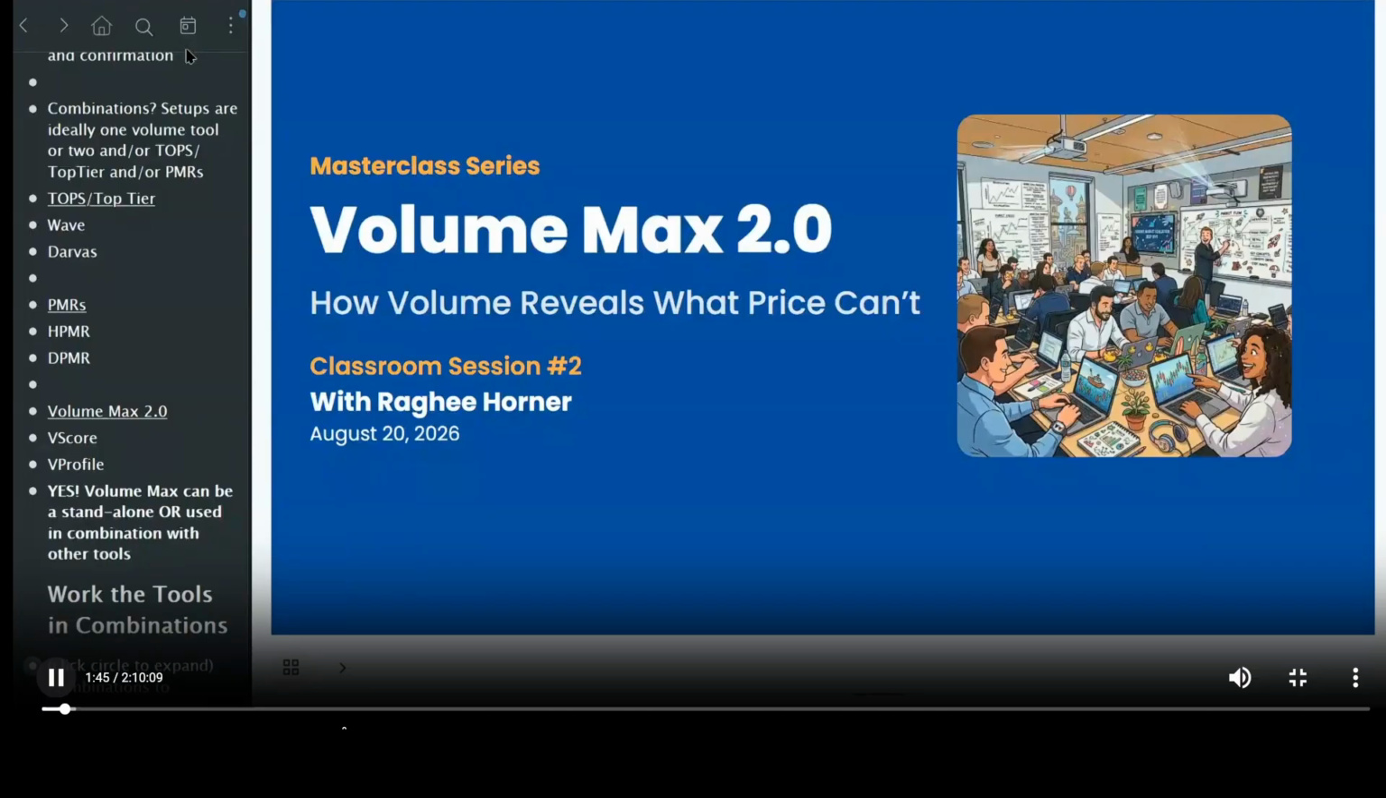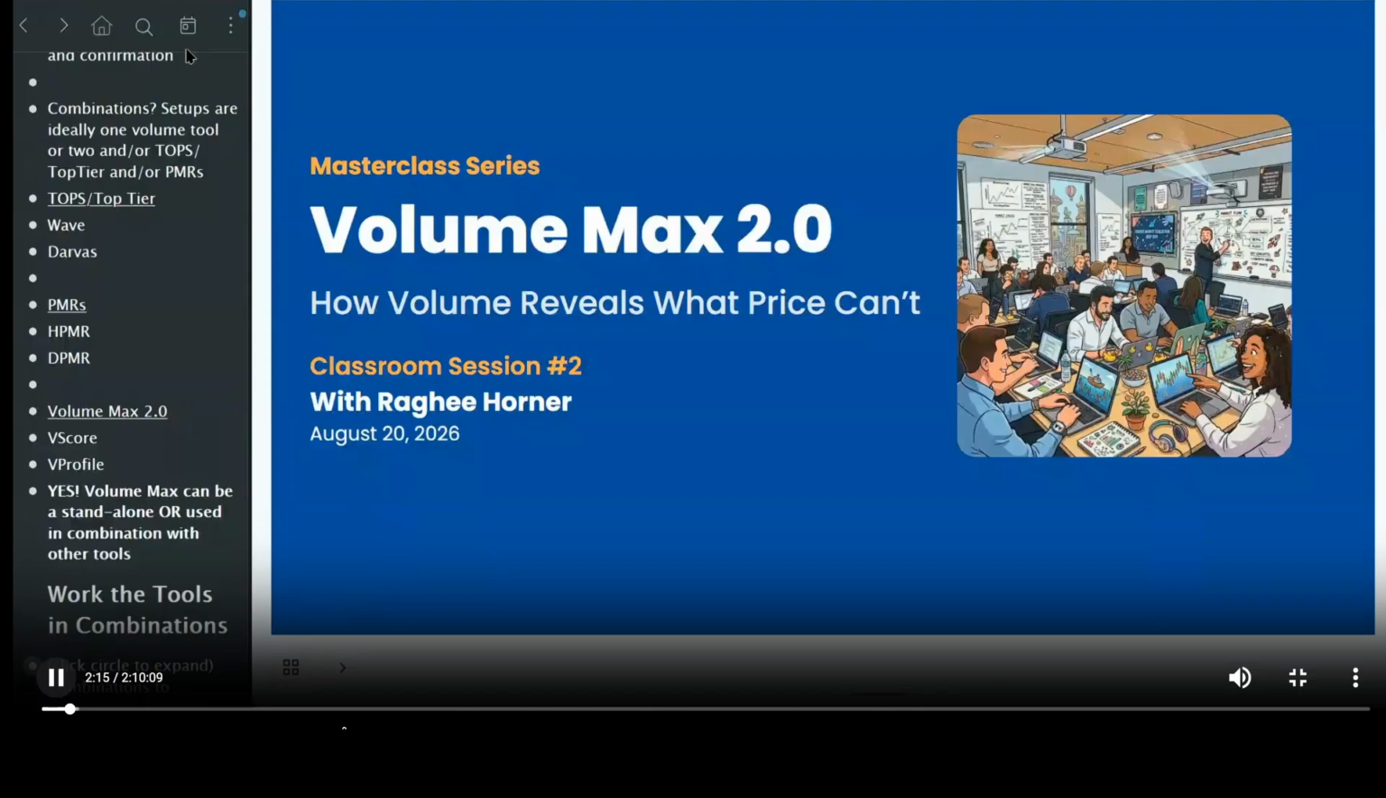So of course, everyone here has the tops and or top tier. I'll refer to them both because I know some of you have one or the other. The main thing to remember about both those tools is whether I'm referring to the wave or the Darvis, you're just going to look for your version of that wave, your version of that Darvis. I know not everyone has price movement ranges, but I know many of you have. So we'll talk a little bit about price movement ranges with volume.